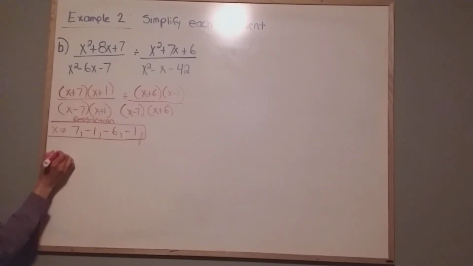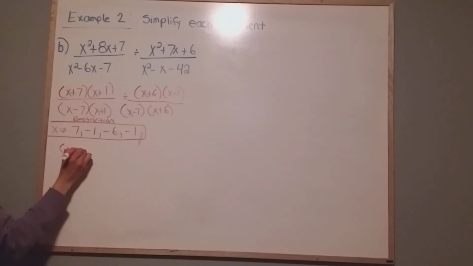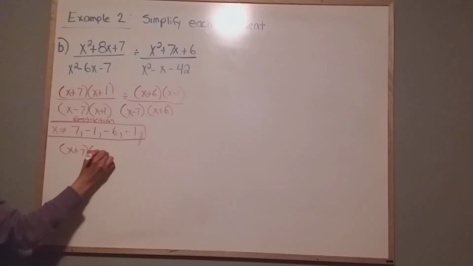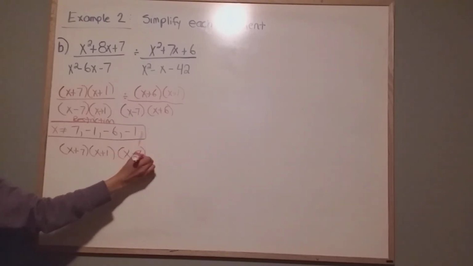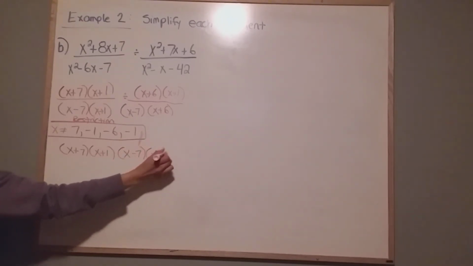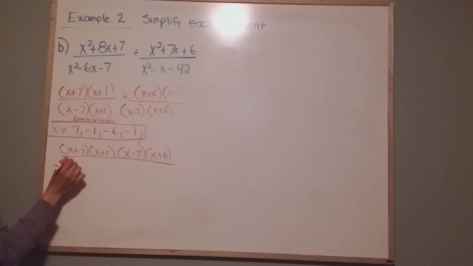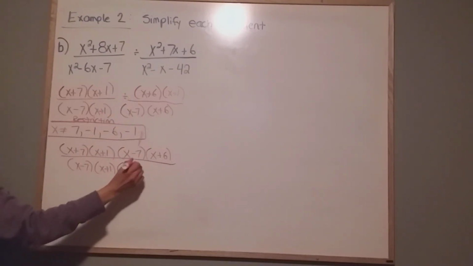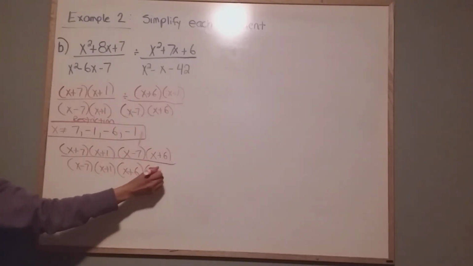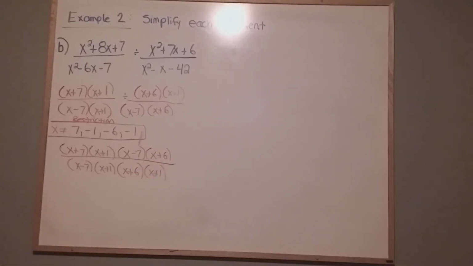Now I'm dividing. I can't divide, so I flip. x + 7, x + 1. I flip. I'm just going to put it together. Saves me some time of rewriting. And x − 7, x + 1, and then the numerator. So it saves me some time so I don't have to write again. So I kind of flipped the fraction and multiplied at the same time.